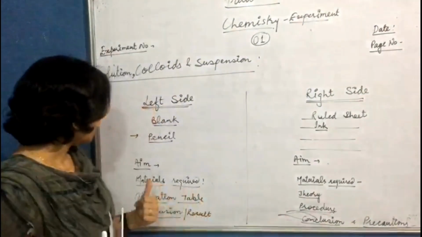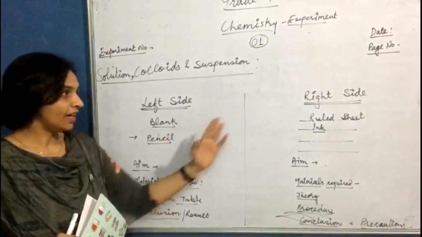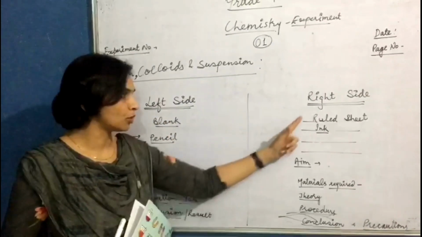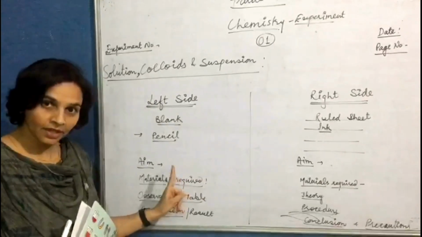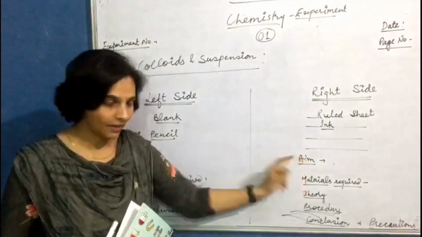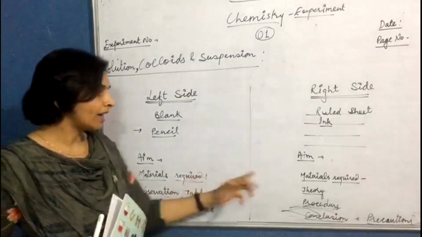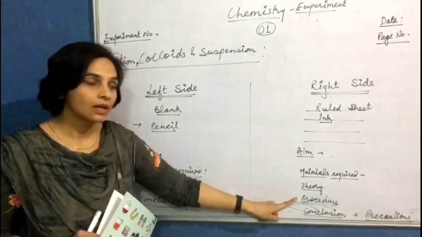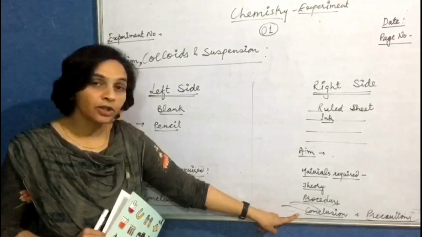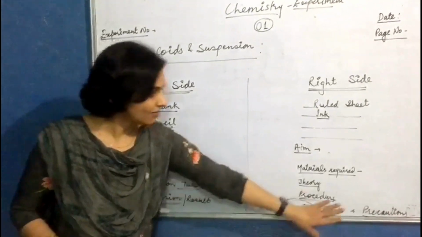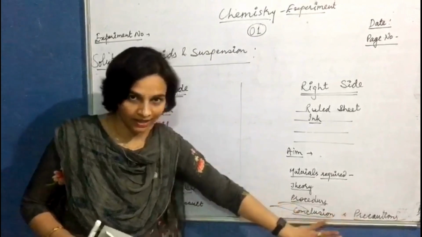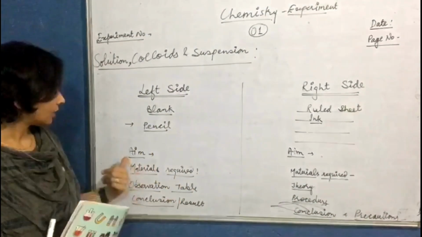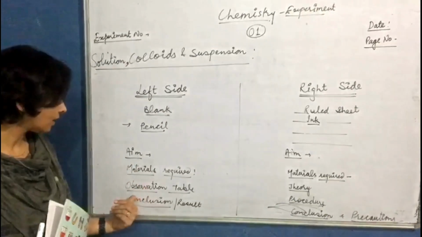Fine. Now see, at left side and right side what you will be writing? Aim will be written on both sides, right as well as left. Here with pencil and here with pen. Materials required on both sides. Then theory will be on right hand side only. Then procedure. Then conclusion or result. And if precautions are there, then you will be writing precautions at right hand side only.